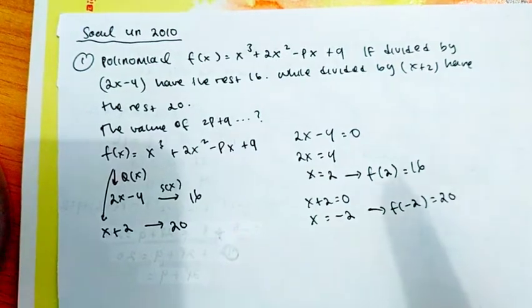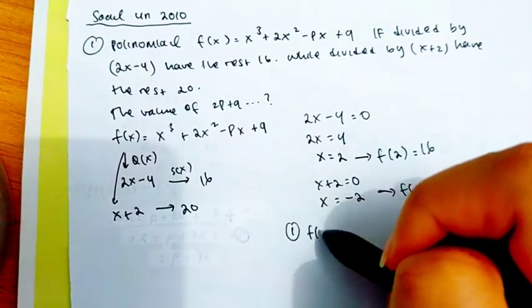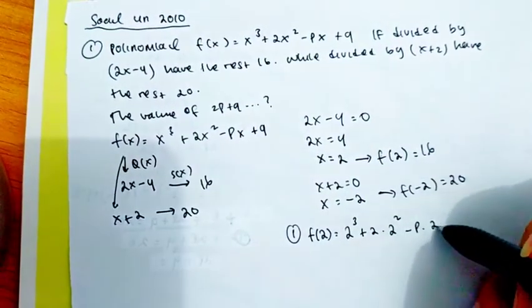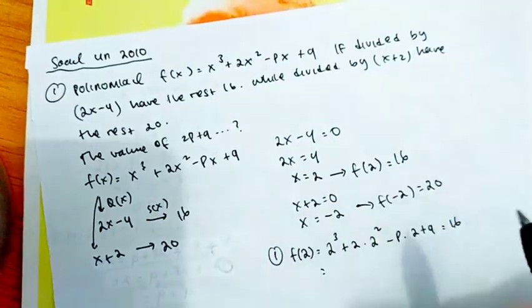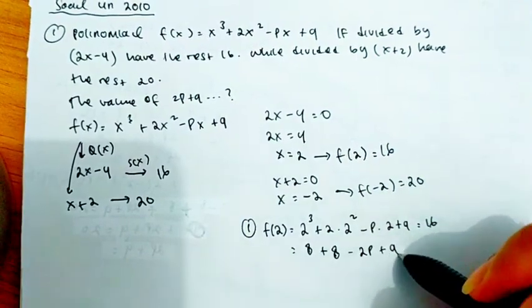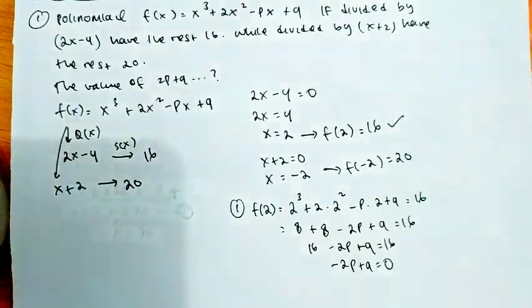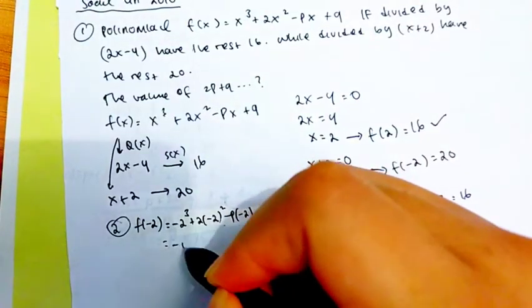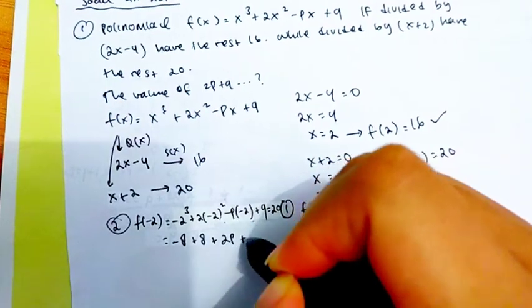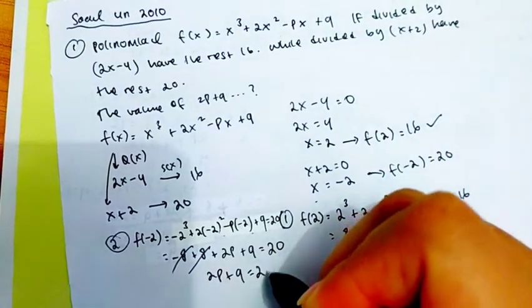Then put the value of the rest into the function f(x). So it's going to be like this. First, f(2) is 2^3 + 2·2^2 - 2p + q equals 16. Why? Because f(2) has the rest 16. Then we calculate them. Then the second, f(-2), we calculate them: -8 + 8 + 2p + q equals 20. So 2p + q equals 20.